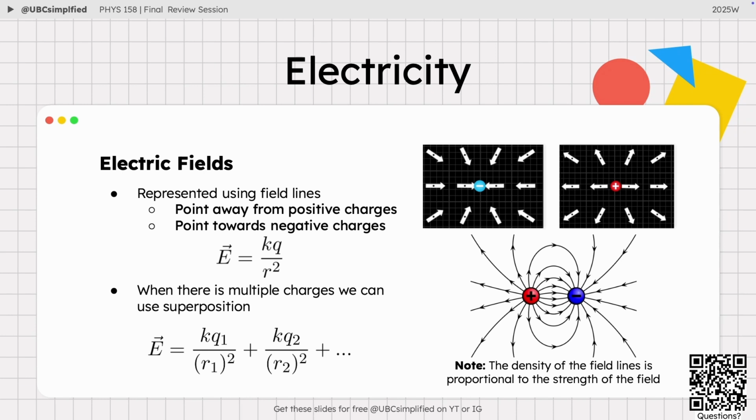Field lines are a way of modeling electric fields. The direction of the lines is always the direction a positive charge would go if you put it there, and the density of the field lines is related to the intensity of the electric field.